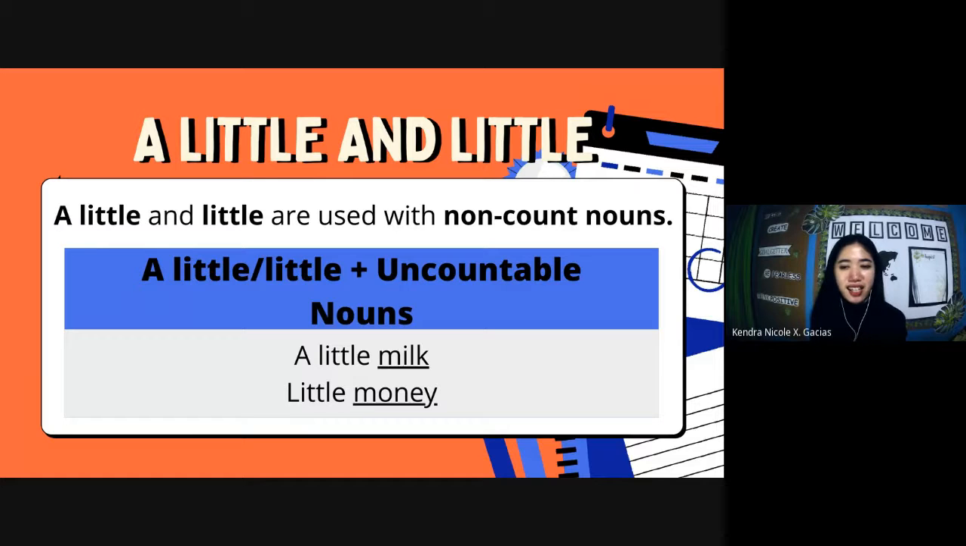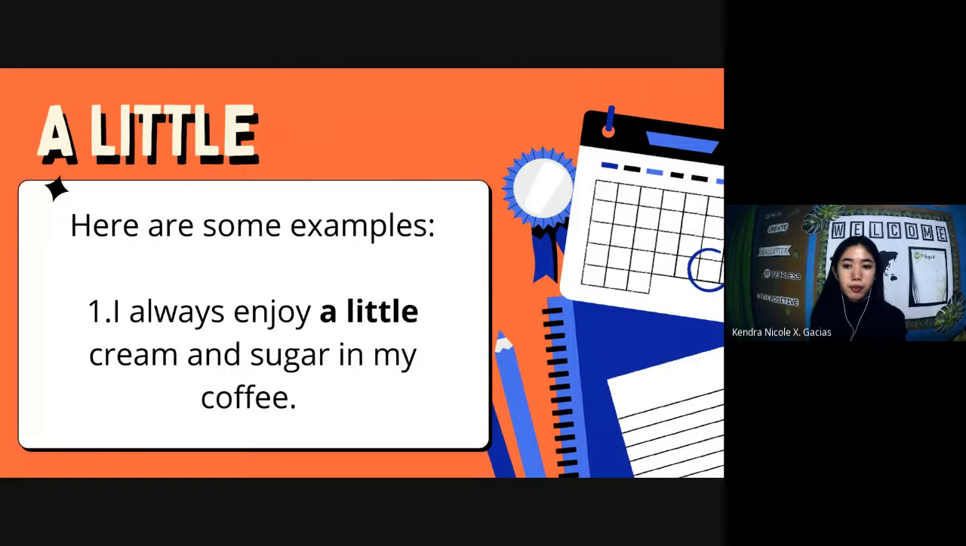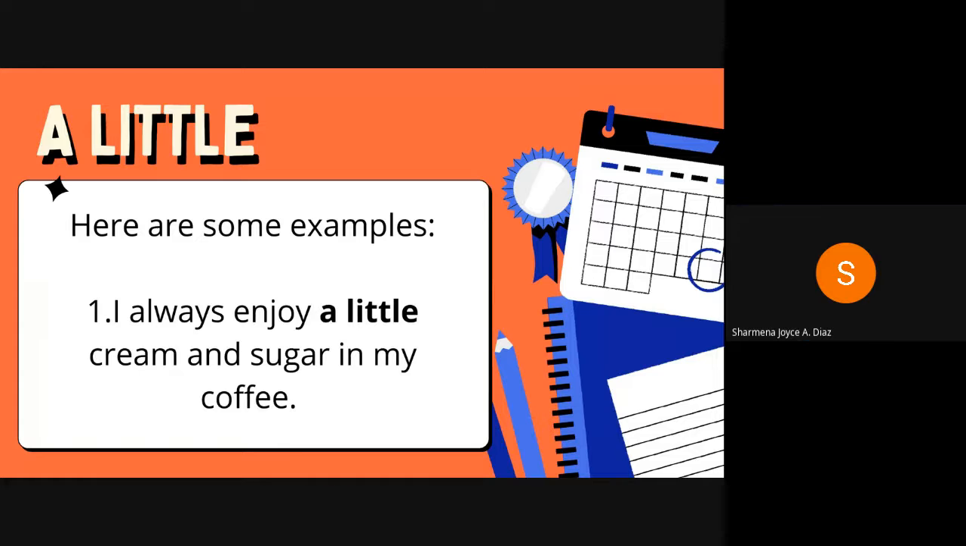We cannot say I have two monies, I have little milks. All right? So I have one milks. All right? So we cannot say those kind of sentences. So let's have some examples. Will you please read the first example, Mena? Here are some examples. Number one, I always enjoy a little cream and sugar in my coffee.